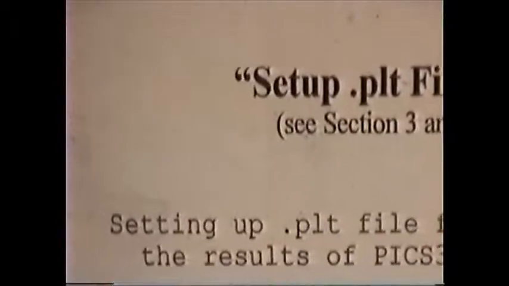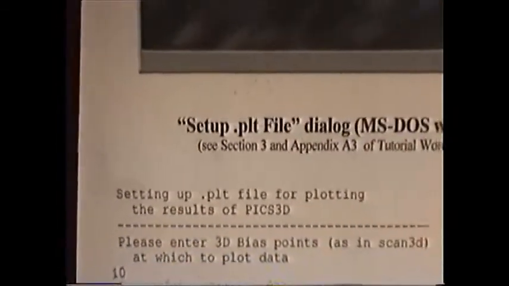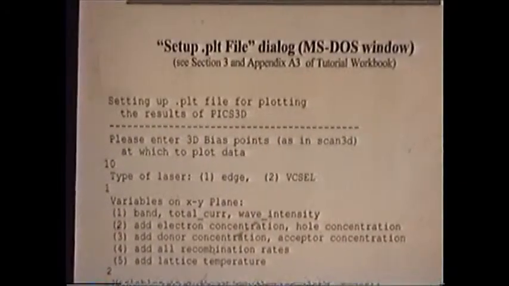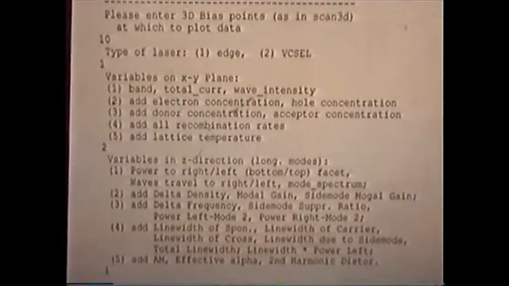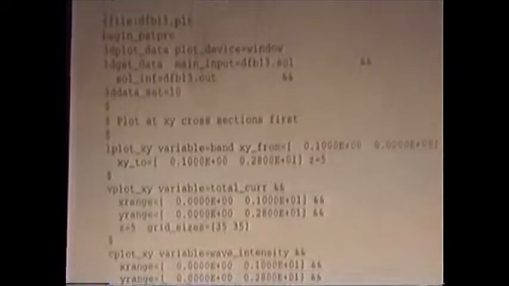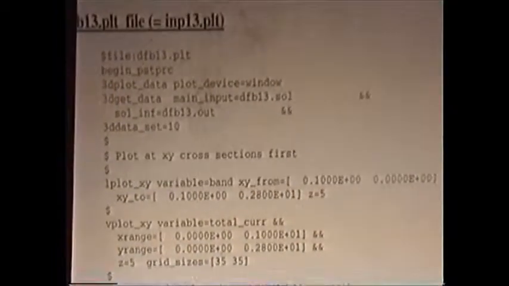Then you define the type of the laser, and the variables in the XY plane you want to plot, and the variables in the Z direction you want to plot. You have all the options here, but there are more options than actually listed here. You can later go to the reference manual and see what other plot options you have. In principle, you can plot almost every parameter that the program knows. And this is how the plot file looks.